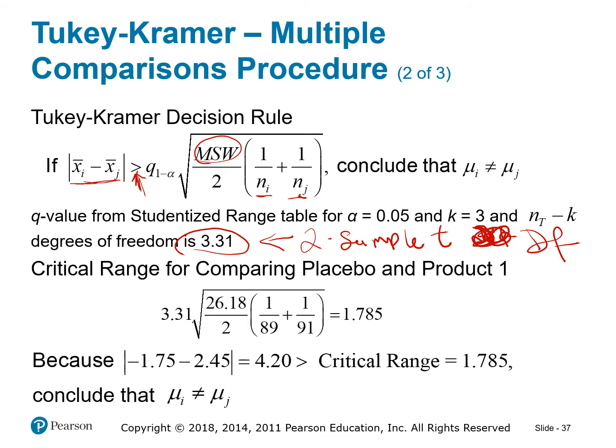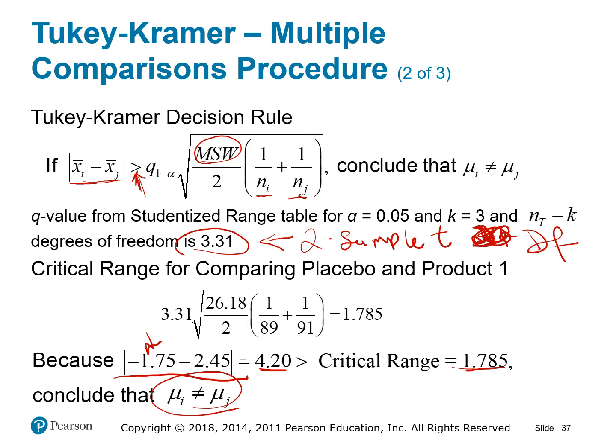Anyway, you've put in all those values, you get the range is 1.85, and then you look at the difference in the absolute value, and you get 4.2, and you notice, oh my gosh, that is bigger than that, so you conclude these two are different. So evidently, product 1 is different from product 2. Or no, wait, this was placebo versus product 1. Sorry, I forgot that that one's the placebo. Whoops. So it appears I found a difference.